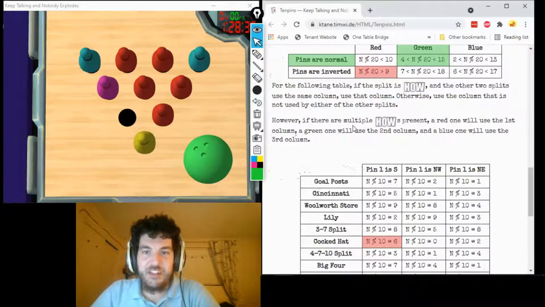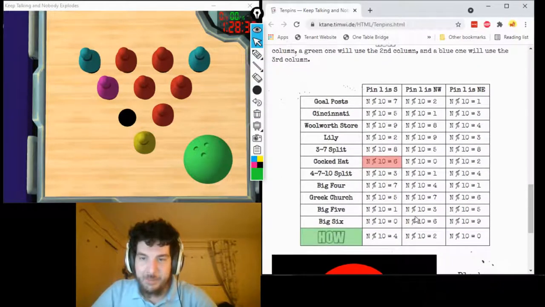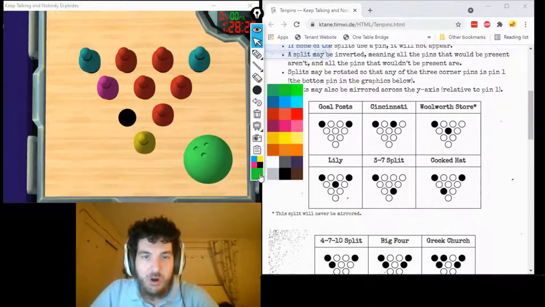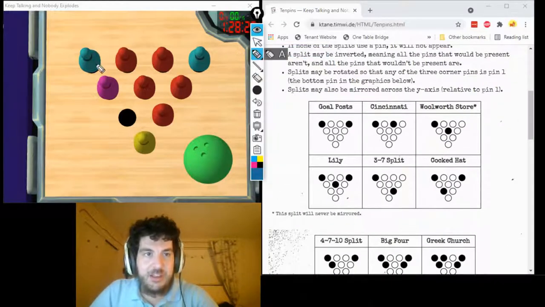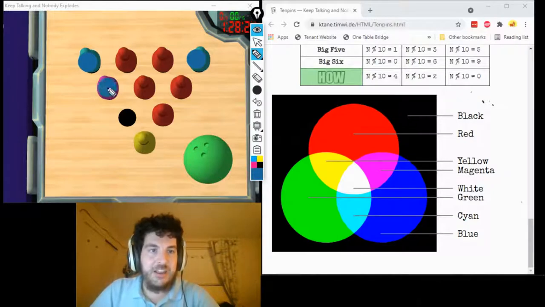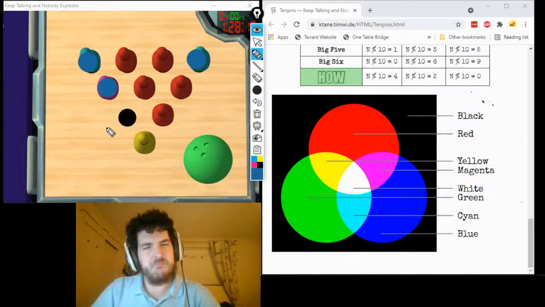Trash the annotations, and let's go for blue now, so we'll have to come back to this later, is my point. Where are the blues now? That would be blue, cyan, magenta, and white, which are here, here, here, and that's it.